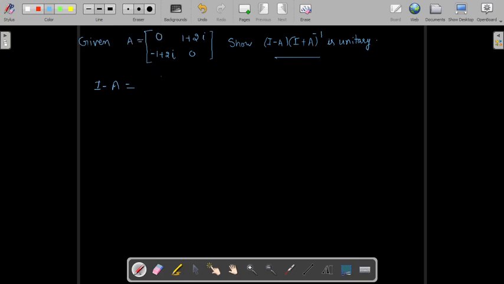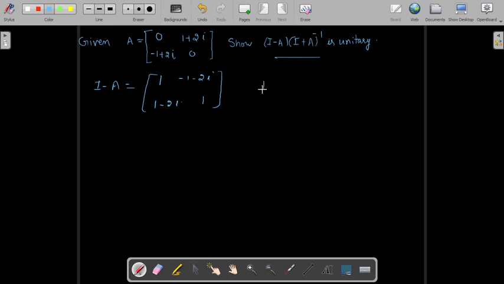So this becomes 1 minus this thing, 1 minus (1 minus 2 iota), which is 1 minus 2 iota. This is 1. So I minus A is 1 minus 1 minus 2 iota, 1 minus 2 iota and 1. Next I have to calculate I plus A and then its inverse.